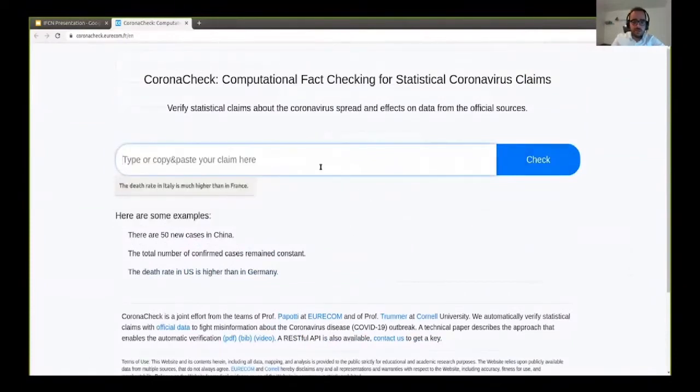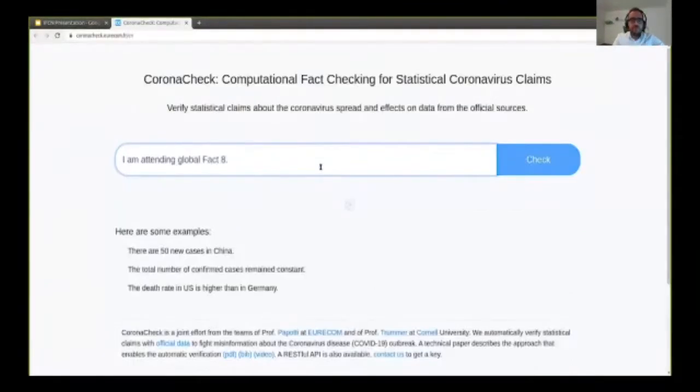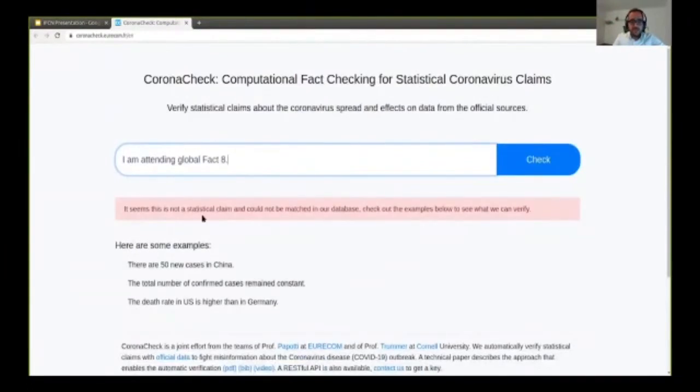I'm gonna first start with a non-statistical claim. So I am attending Global Fact 8. And we see that the system says that this is not a statistical claim. And it points us to our examples which are statistical.